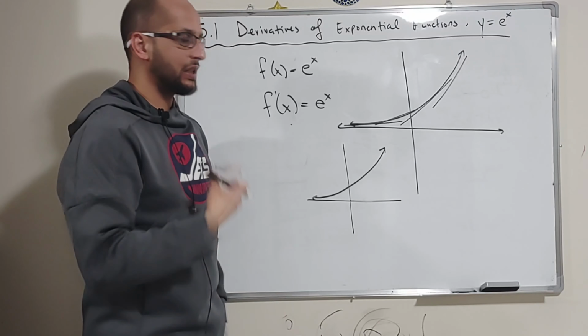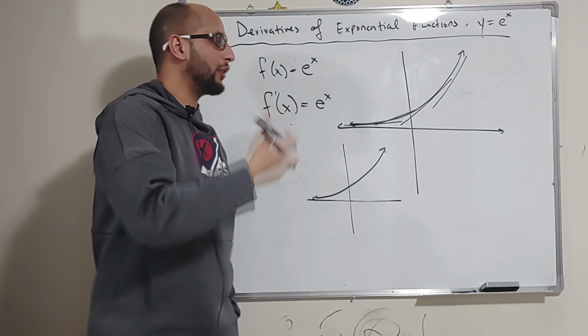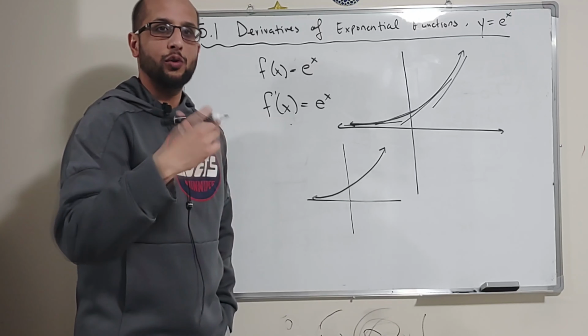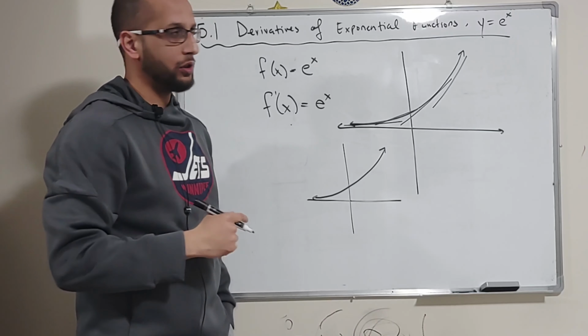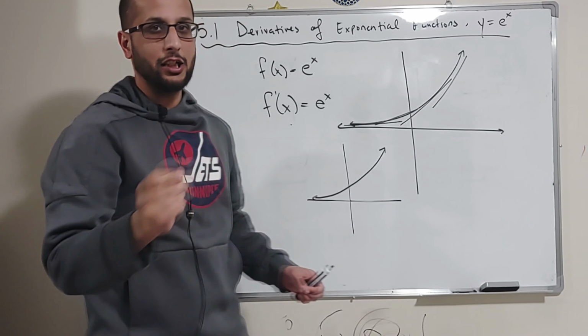What we're going to do now is look at how you apply the different rules of finding the derivative to this specific type of exponential function, which is when y is equal to e to the power of x.